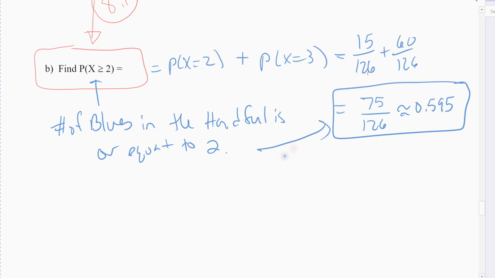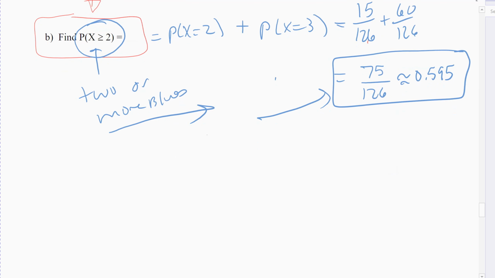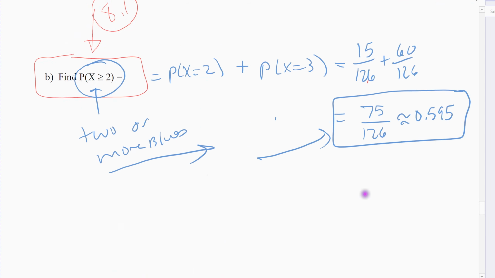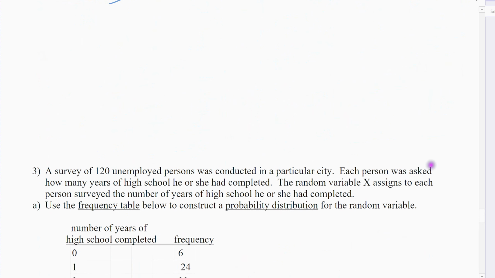Alright, so that's the probability that I get a handful that is greater than or equal to 2, and again, that means that's the chance of getting 2 or more blues. That's another way to write it. I get 2 or more blues in my handful. About almost a 60% chance, 59.5. Alright, so for the last one, we're not going to draw any more histograms, although you could. The last one is just looking at probability distributions and doing more of these cases, so this actually kind of goes more with what we're doing on this video.